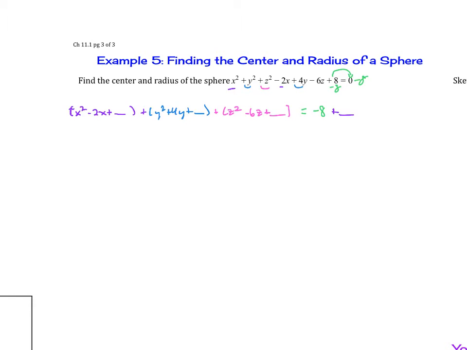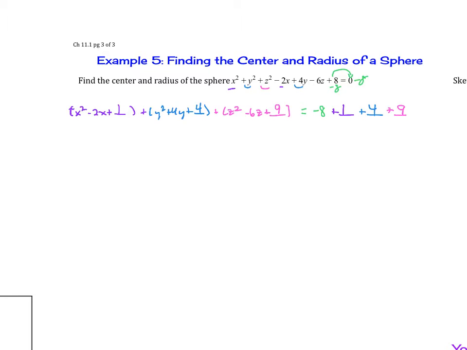Then, of course, we're going to have to add the numbers. So if we add it to the left side, we have to add it to the right side. And since we're not multiplying anything, we just write the numbers there. So let's complete the square. For the x's, we're going to add a 1. Add a 1 here. And then for the y's, we're going to add a 4. For the z's, we're going to add a 9. So then this is 1 on this side, 4 on this side, and 9 on this side.